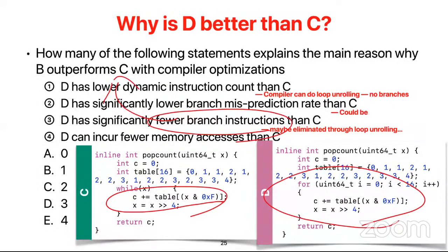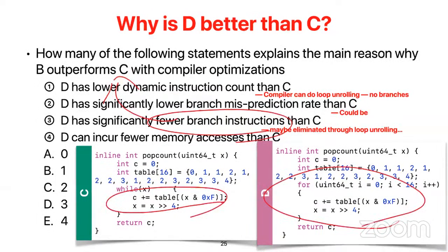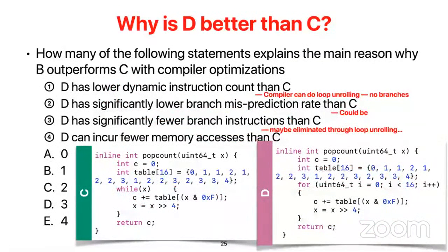And the amount of data memory access is actually more because there is a chance that C could skip some of the table accesses, but we always have to go through all 16. However, if you look at all the stuff and the demo that I showed you, 3 of them are correct.